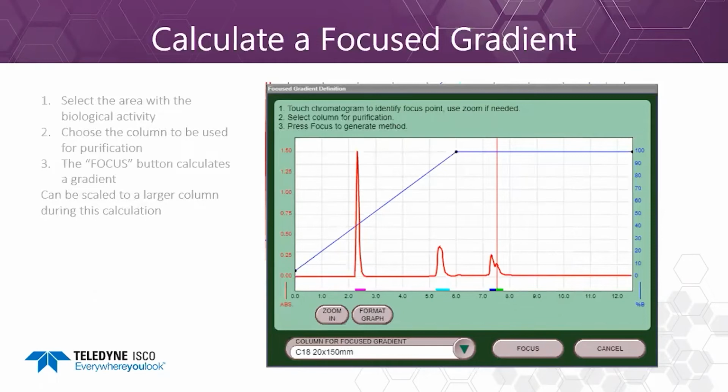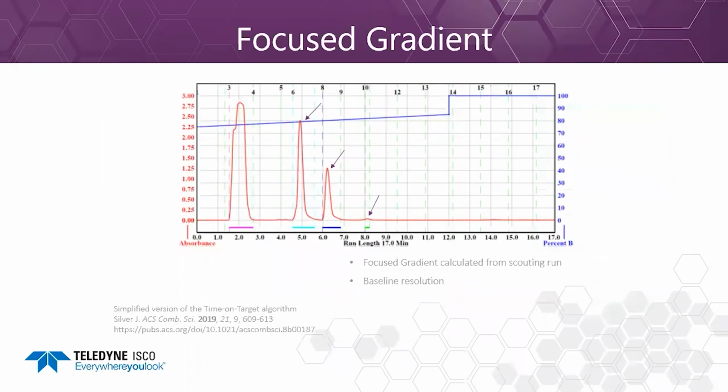This was run on an AccuPrep HP 150, but you select the area with the biological activity. You use the column to be used for the purification, and the focus button calculates a gradient, and you can scale to a larger column during this calibration. The targeted peak eluted at 6 minutes, and it's a very short run, complete in about 12 minutes, which saves solvent, and yet the shallow gradient maximizes the resolution.